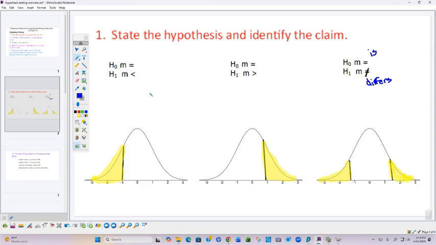Let's look at the pictures. When it is less than, then you're going to shade to the left. When it is greater than, you're going to shade to the right. Probably the hardest one to do is the not equal to, because that is a two-tailed test. Anytime it is equal to or not equal to that they're claiming, your curve should look like this.